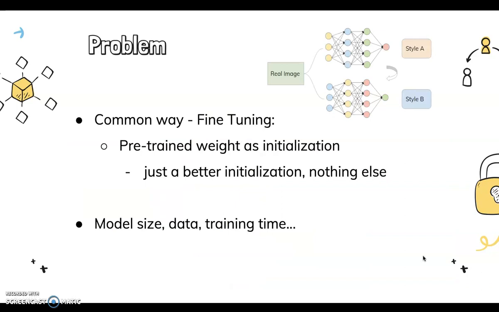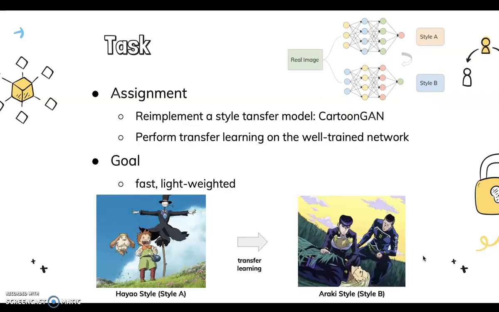It uses pre-trained weights as initialization and trains on the new dataset, but it is just a better initialization and does nothing else. Can we improve it by considering the model size, data, and training time? Thus, our task is first to re-implement the cartoon GAN model provided in the paper, then perform effective transfer learning from Hayo style, which is style A, to Iraqi style, which is style B, using this network. And the goal is to achieve faster learning with less trainable parameters.